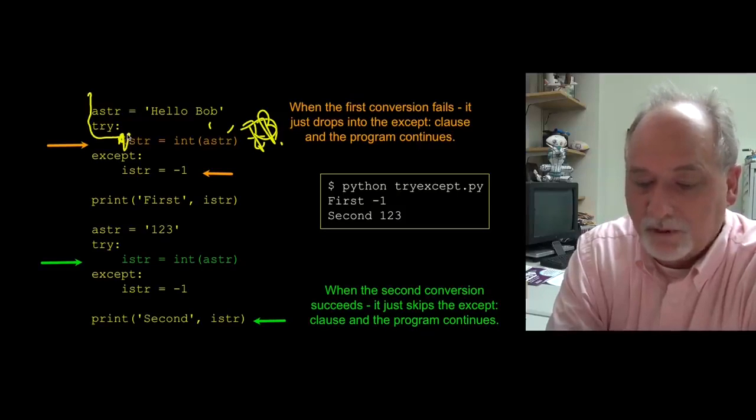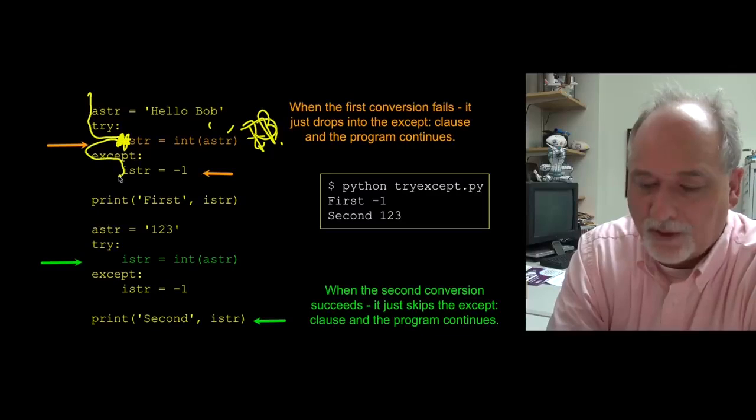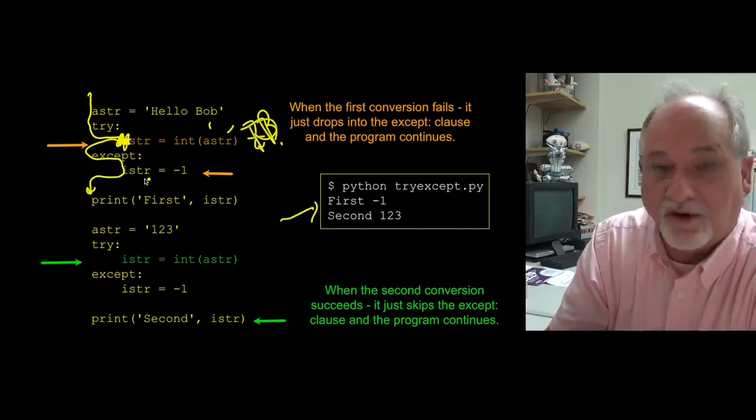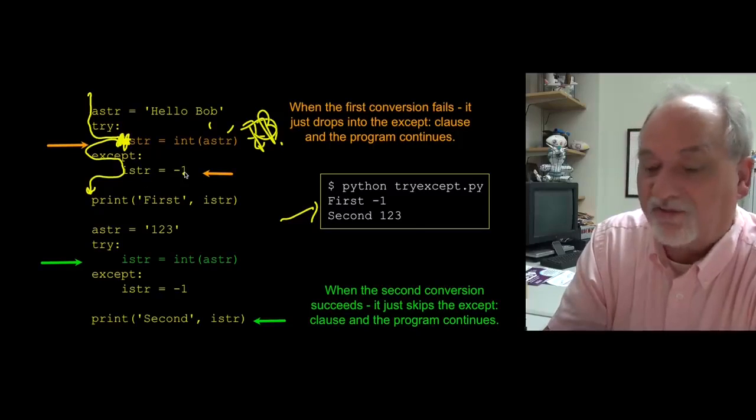This is going to blow up, but instead of giving a traceback, it's going to say, "Oh, I've got an available except. I'm going to run this except code, and then I'm going to continue on." And so that prints out first -1, because we set this variable ival to -1, like a little flag telling us that something went wrong.